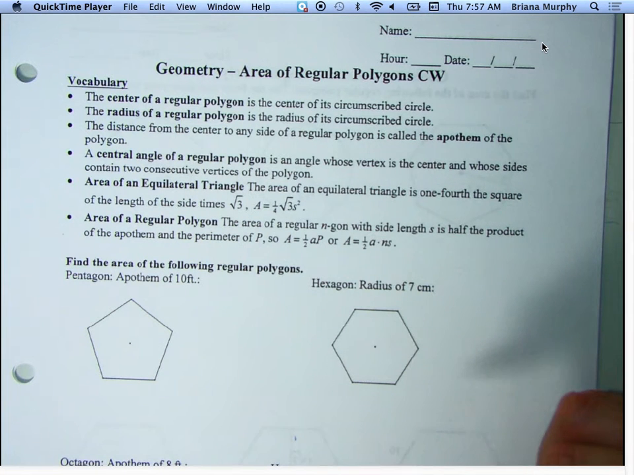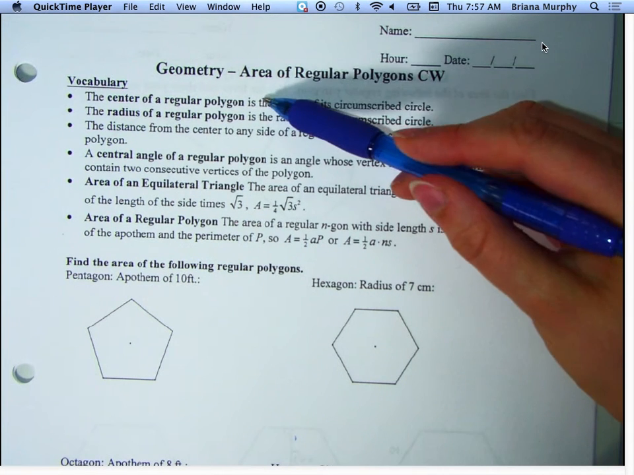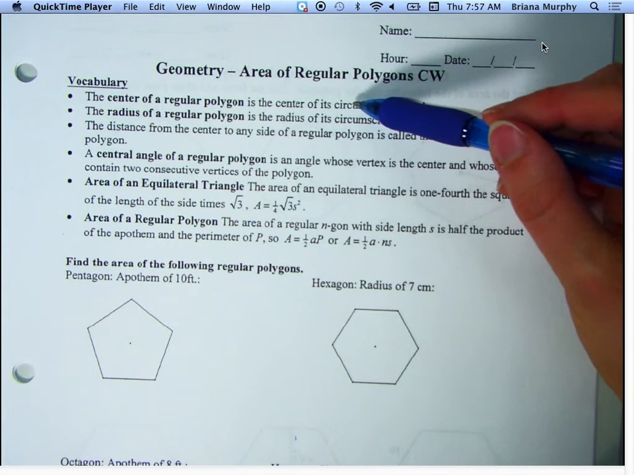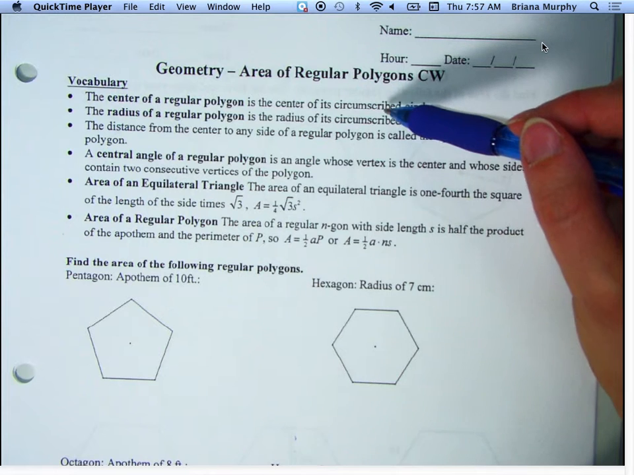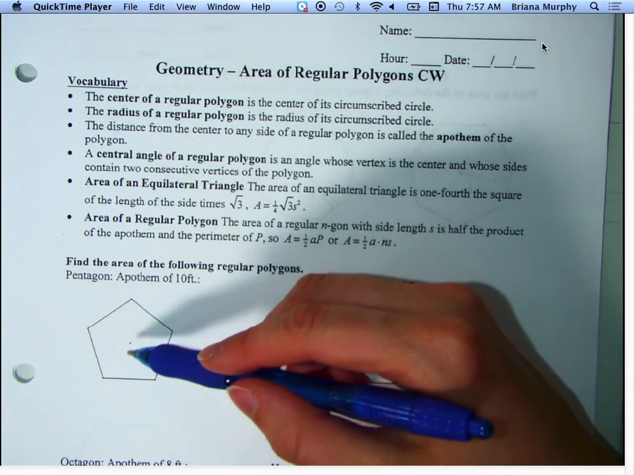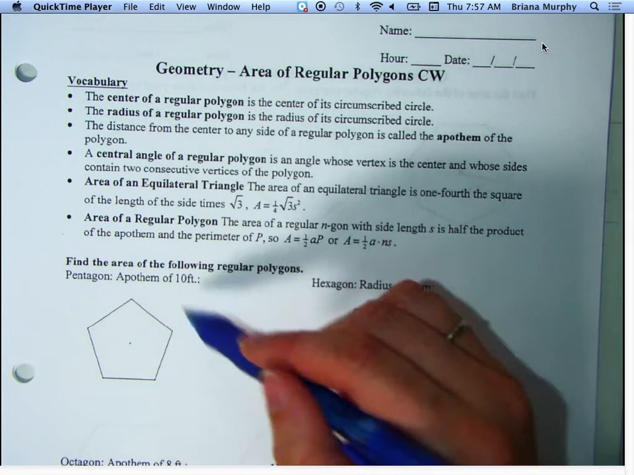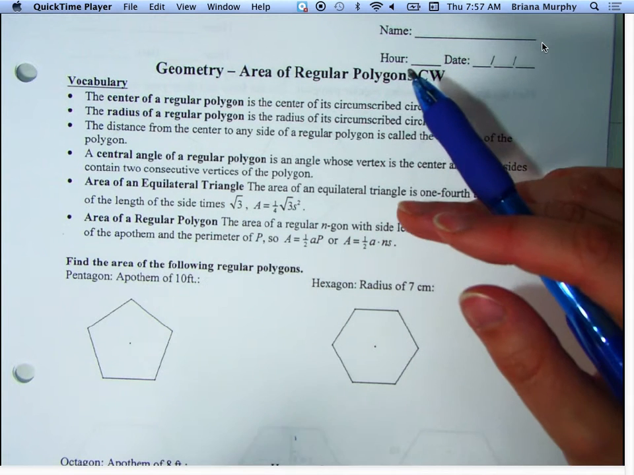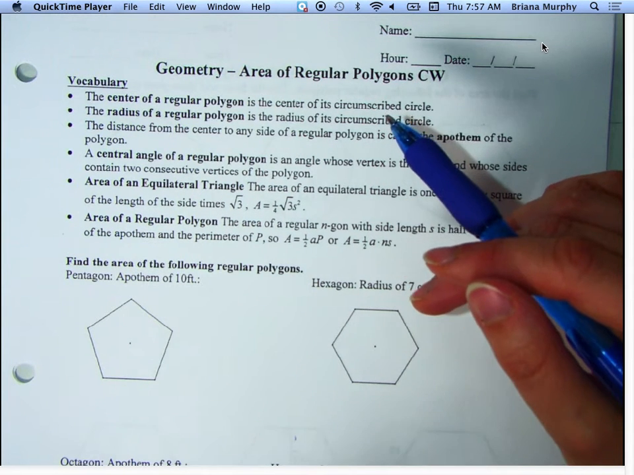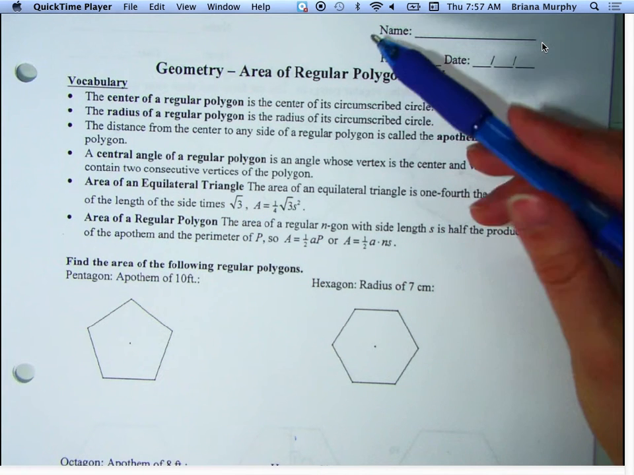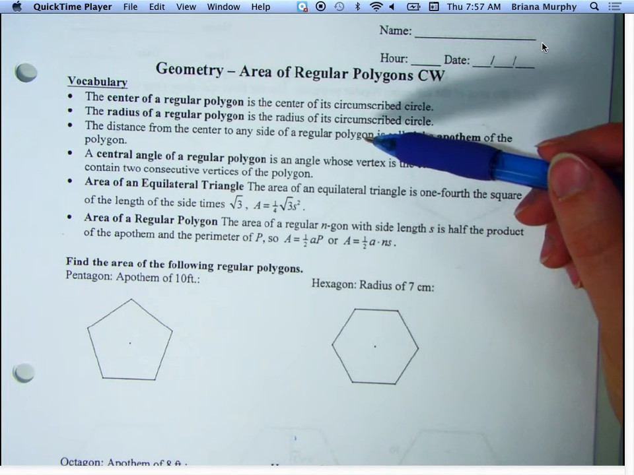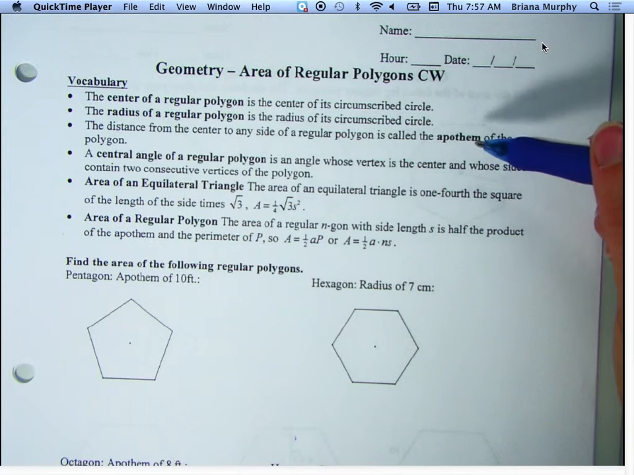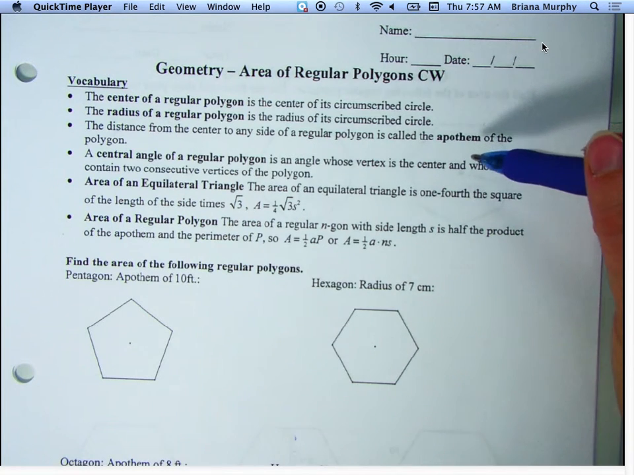Okay. The center of a regular polygon is the center of its circumscribed circle. So we've got the center of this polygon. We can think of a circle being around the outside. So you guys know what I talk about when I talk about radius or central angle and stuff like that. The radius of a regular polygon is the radius of the circumscribed circle. The distance from the center to any side of a regular polygon is called an apothem. Okay, we're going to talk more about that.